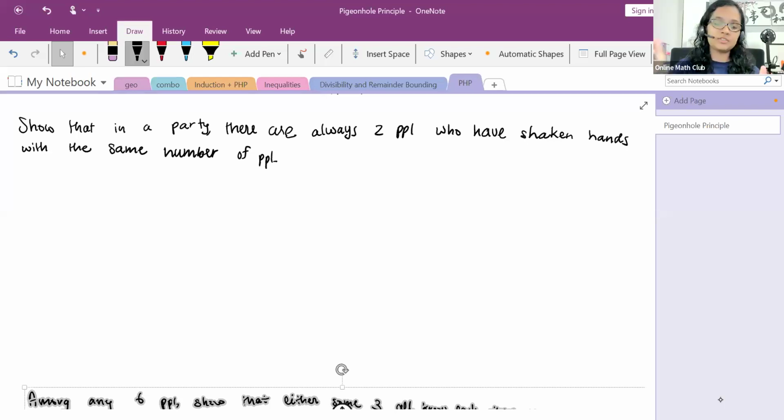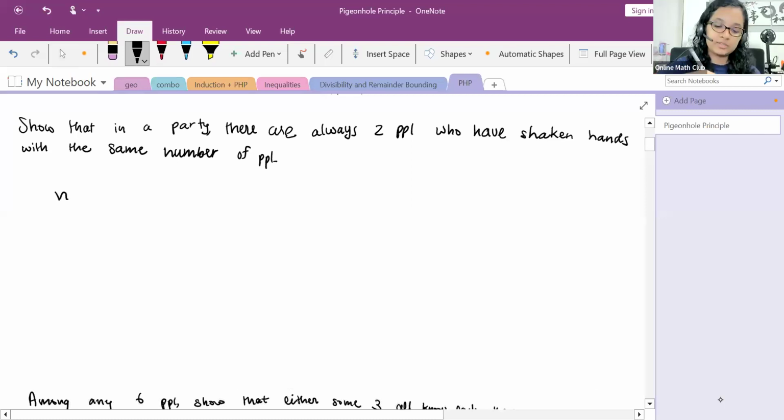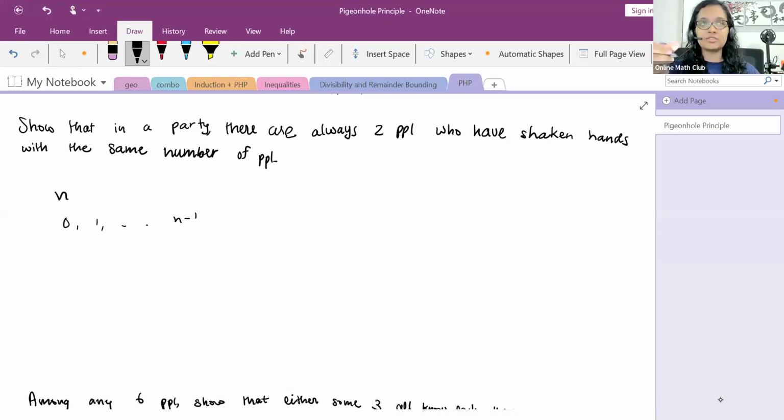Okay, so you're saying we assume that everyone shakes hands with a different number of people, right? So if there are n people, then there are how many possibilities? Either you have 0, 1, and so on till n minus 1. There are n possibilities of the number of hands you've shaken. We need to somehow reduce this to n minus 1. So how can you do that?